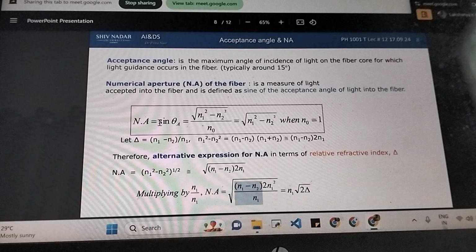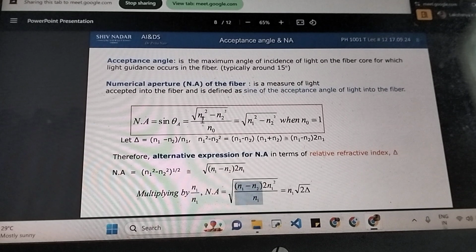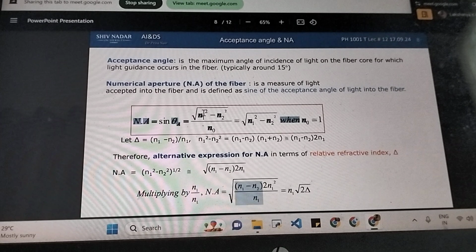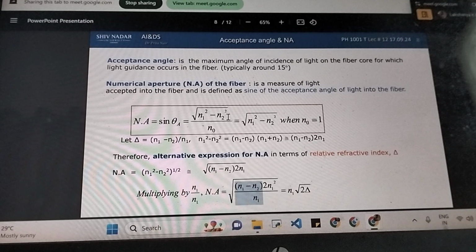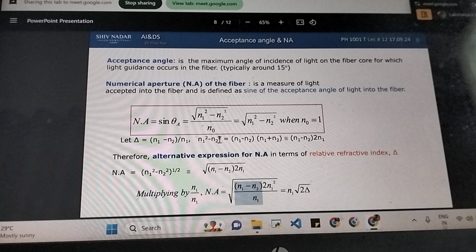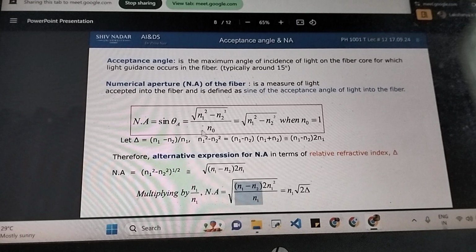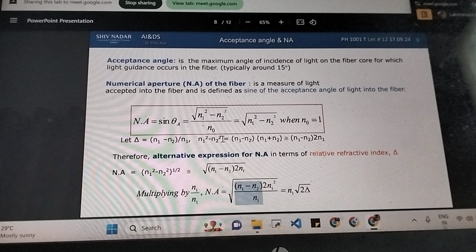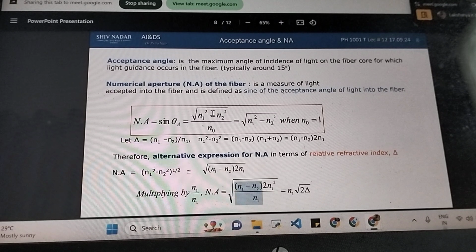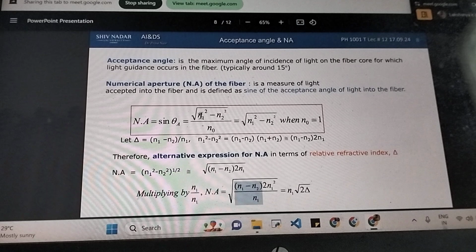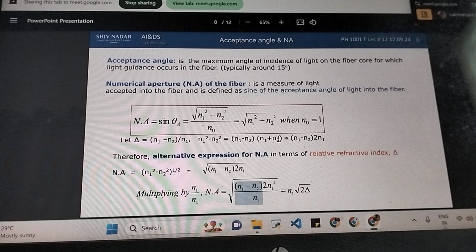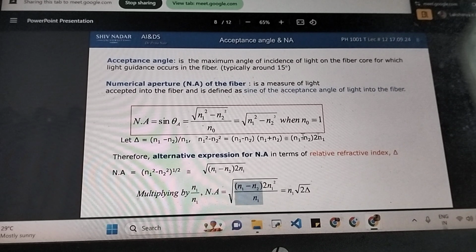Now our goal is to derive an expression for the numerical aperture in terms of n1 and delta. So we'll start with the existing expression we have and see if we can work out something in terms of delta. You start with n1 squared minus n2 squared, which is part of our original expression, the one we previously derived. By mathematical identities this can be broken down into n1 minus n2 times n1 plus n2, which can be approximated to n1 minus n2 times 2n1.